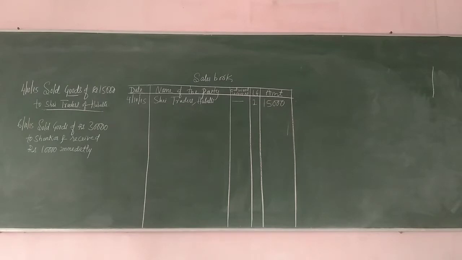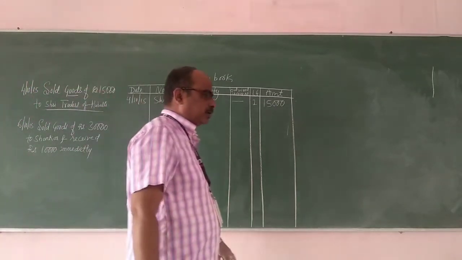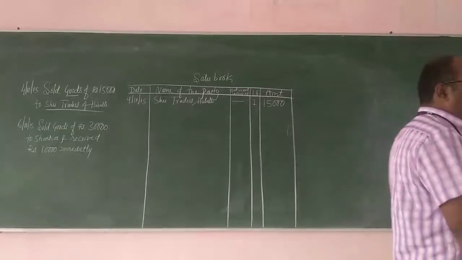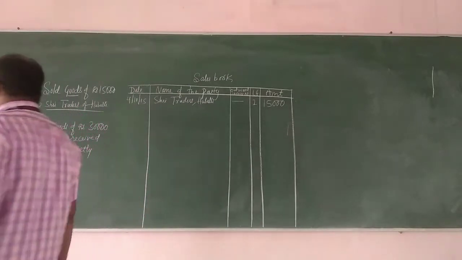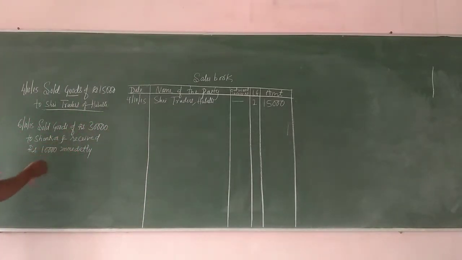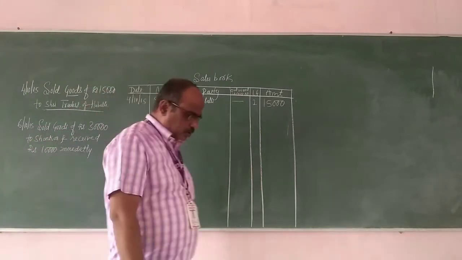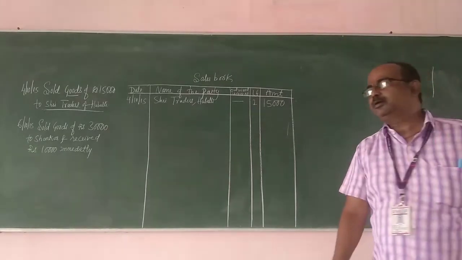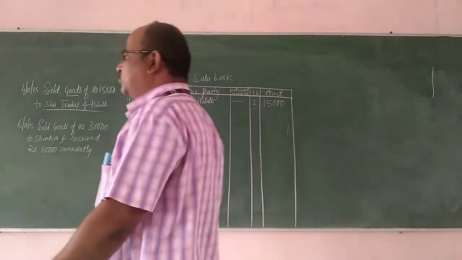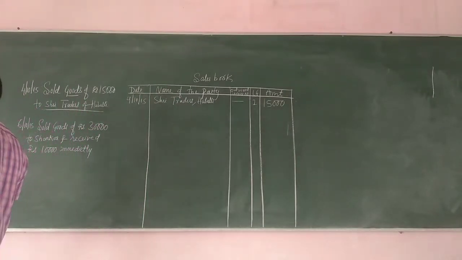credit transaction. It is having both the aspects, that is cash as well as credit. So let us see and read the transaction properly. Sold goods of rupees 30,000 to Shankar and received rupees 10,000 immediately. It means that you have sold goods of rupees 30,000 to Shankar and he has paid to you immediately rupees 10,000. It means out of 30,000, 10,000 is cash sales and 20,000 is credit sales.